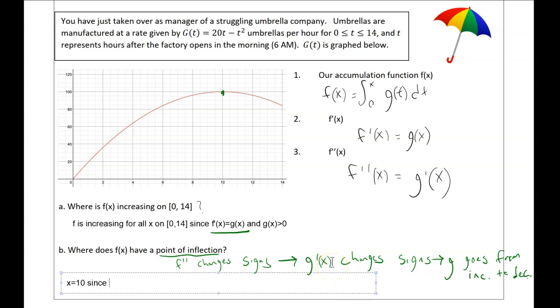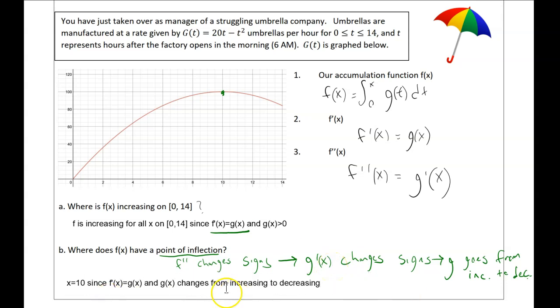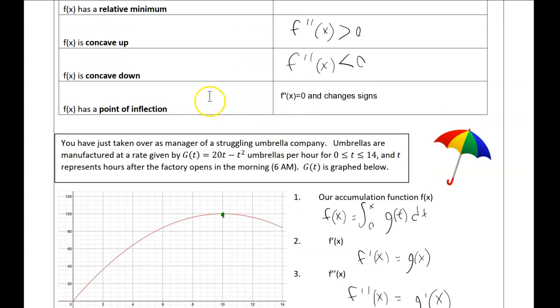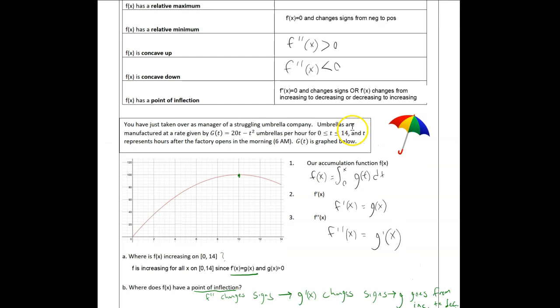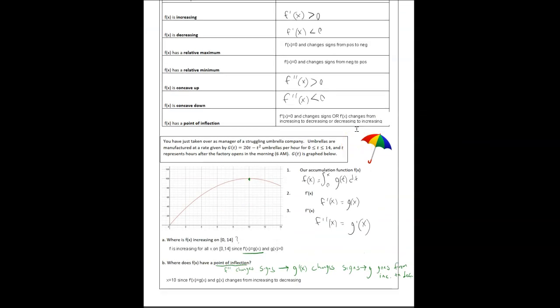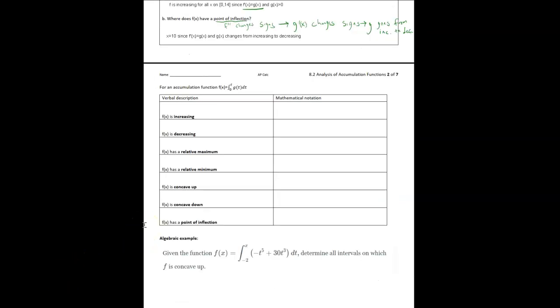So we have g of x equal to f prime of x again, and then we say g of x changes from increasing to decreasing. By the way, we can add that up here. For a point of inflection, we have f double prime of x changing signs. Where that would show up on f prime of x is a change from increasing to decreasing or decreasing to increasing.